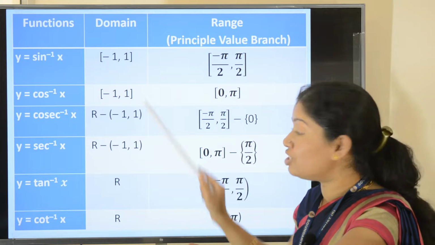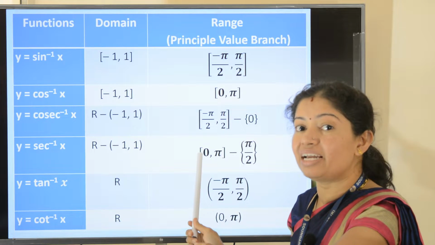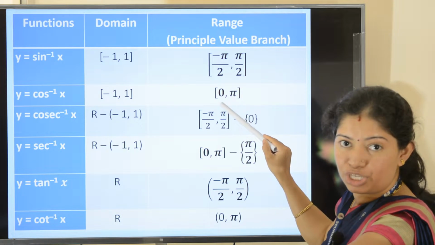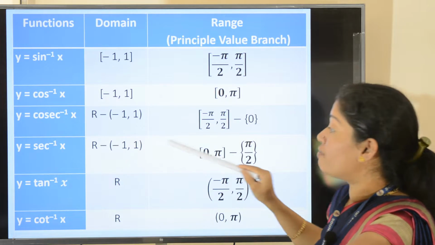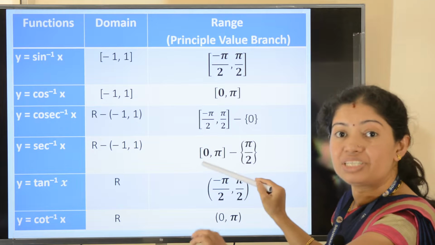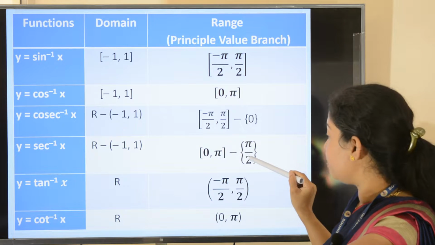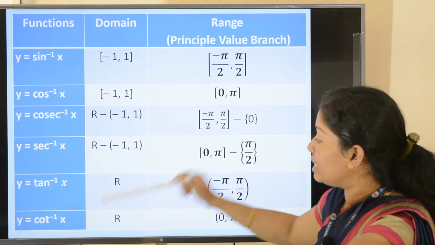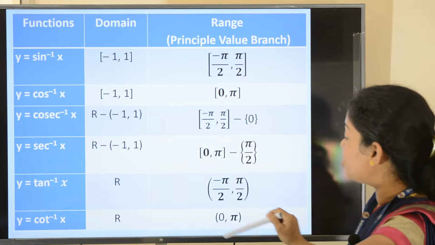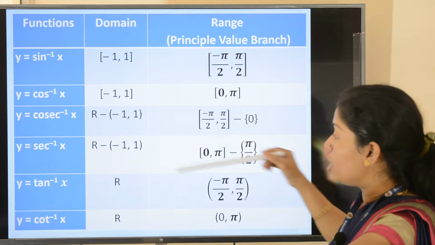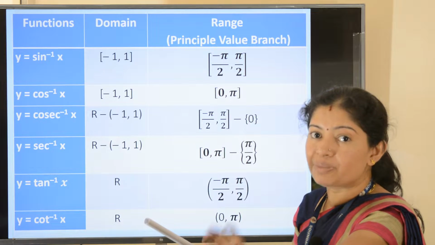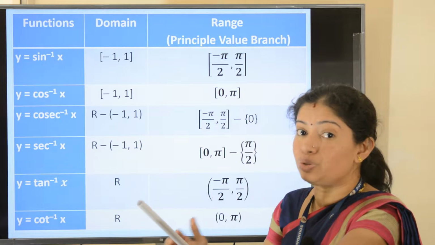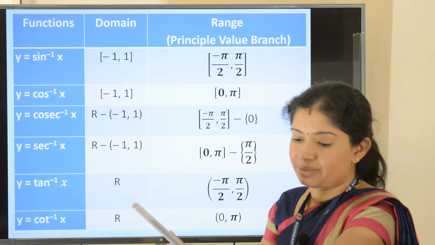Same way you have the other three inverse trigonometric functions, and if you see their range, the range of cos inverse of x is closed interval 0 to pi, whereas range of secant inverse is again closed interval 0 to pi minus the set containing pi by 2, meaning you are removing pi by 2 from the closed interval 0 to pi. And the last one, cot inverse of x, its range is open interval 0 to pi. So you can remember these three, you can group them, and they will satisfy the same property that you have learnt in your last class.